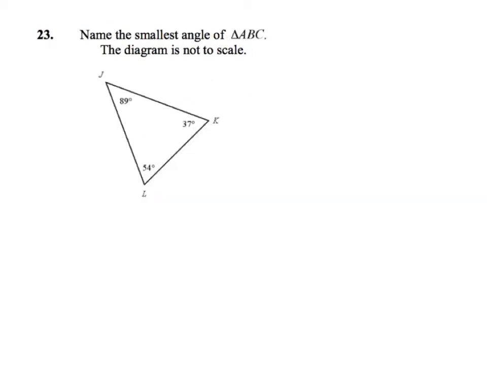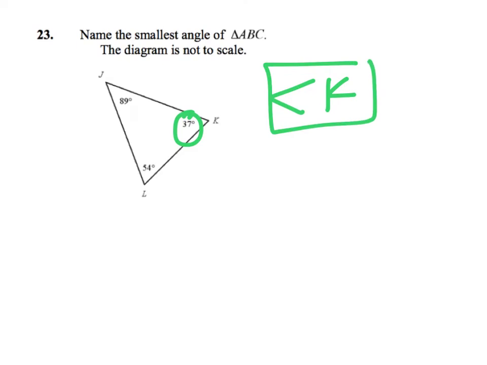23 says, name the smallest angle of triangle JKL. Okay, so my smallest angle of the triangle is going to be angle K, because it's 37 degrees. Now again, if it asks you for the small side, you would go across, and it would be this one here, JL.